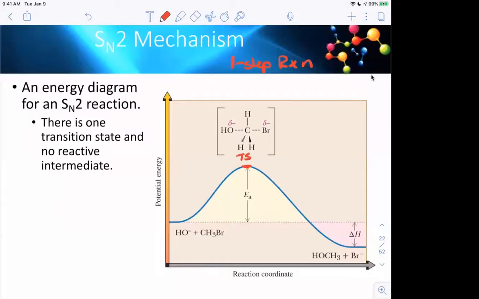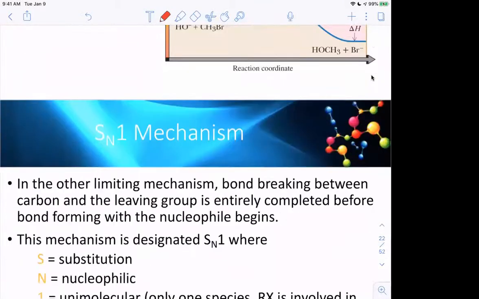This would be an exothermic reaction because the products are lower in energy than the reactants. So this is an energy diagram that you see routinely for SN2 reactions because I have one transition state and no reactive intermediate.